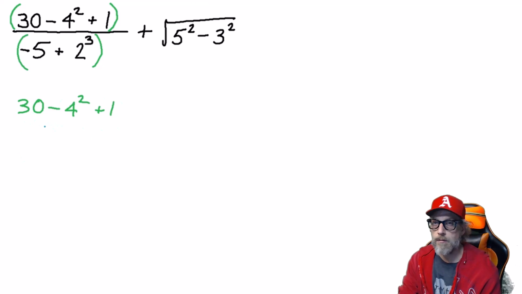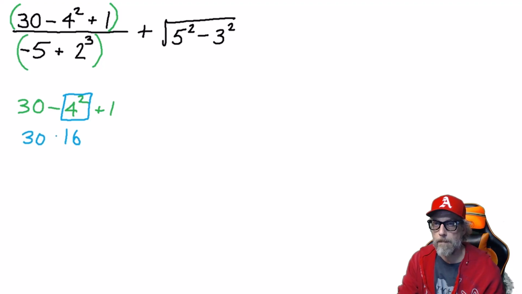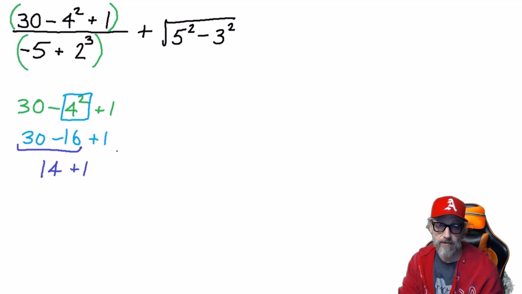In this expression, we don't have groups. We do have an exponent. 4 to the second power is 16. I'll recopy 30 minus and then plus 1. Next, we are at adds and subtracts. We did not have any multiplies and divides again. We're working left to right. 30 minus 16 is 14. And then we are adding 1 to get a total for that numerator of 15.